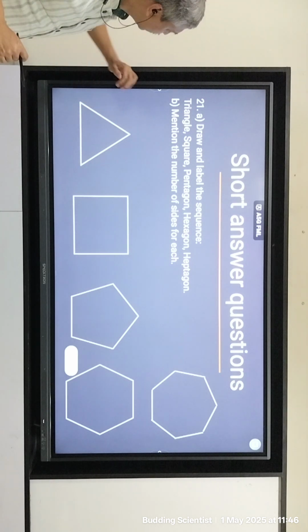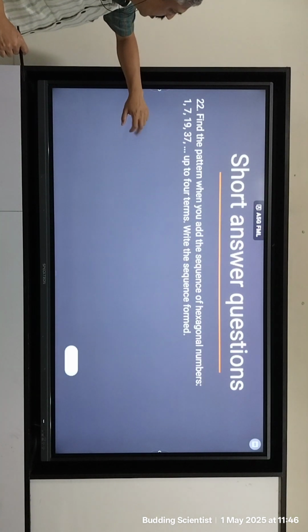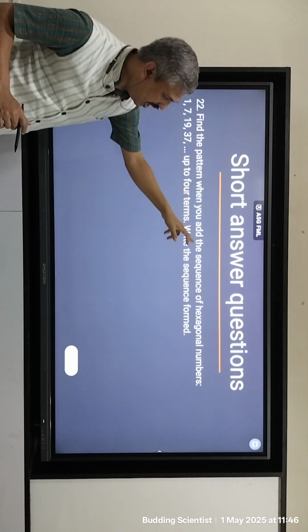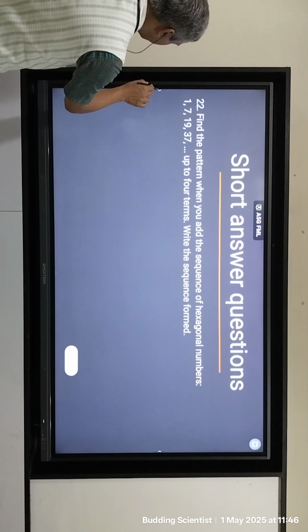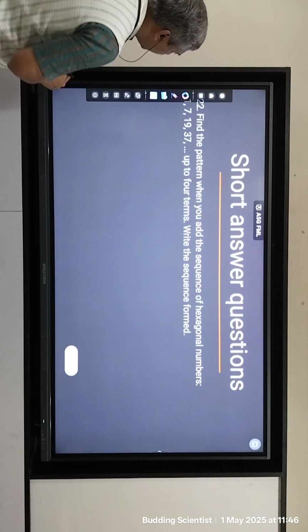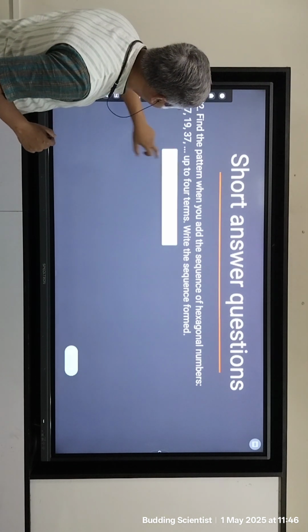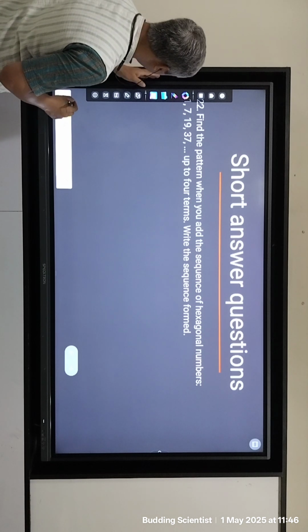I hope you understand this. We'll solve the next problem. Find the pattern when you add the sequence of hexagonal numbers. What is the hexagonal number? Let's see this. The hexagonal numbers are 1, 7, 19, 37. It's a very interesting pattern.